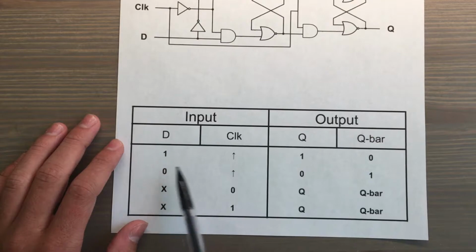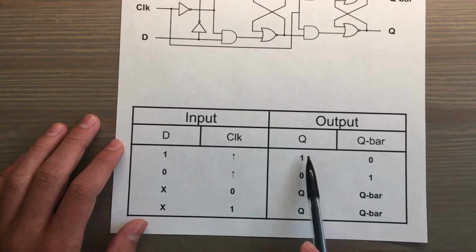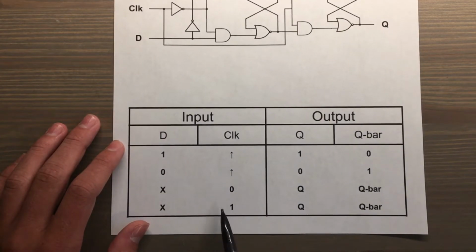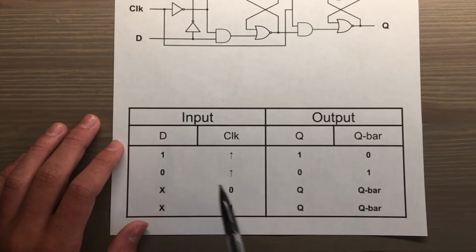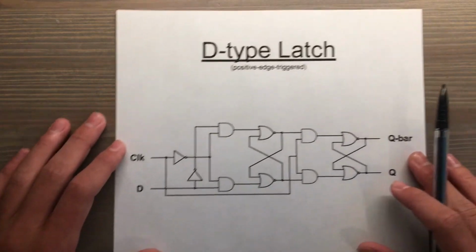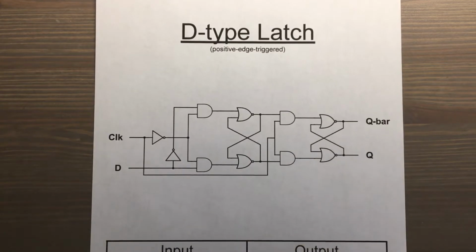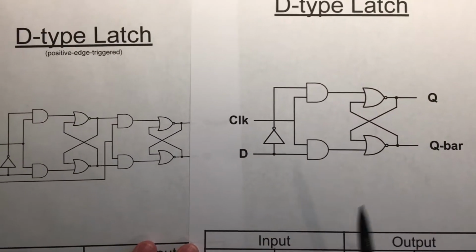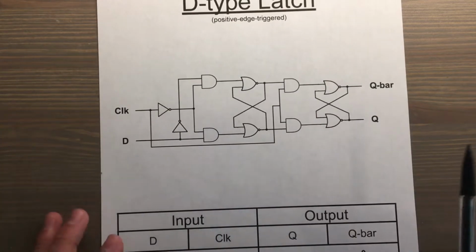So if our data input is 1 and our clock input changes from 0 to 1, then our Q output will change, and the same with 0. But if our clock input is a 0 or a 1, our outputs will just remain the same. So our data can only change the instant this switches. So one thing that I'll point out real quick is you can see our outputs have flipped around here. We used to have Q on top and Q bar on the bottom, but here they're switched, and I'll explain that soon.